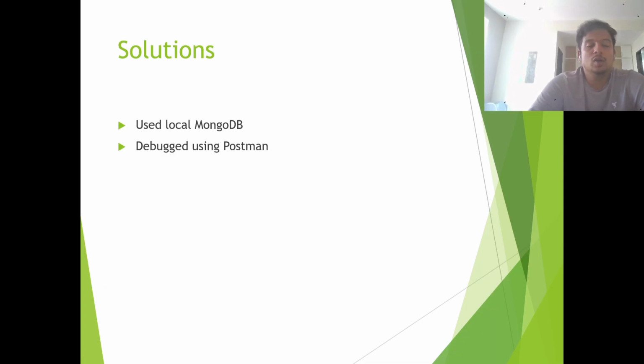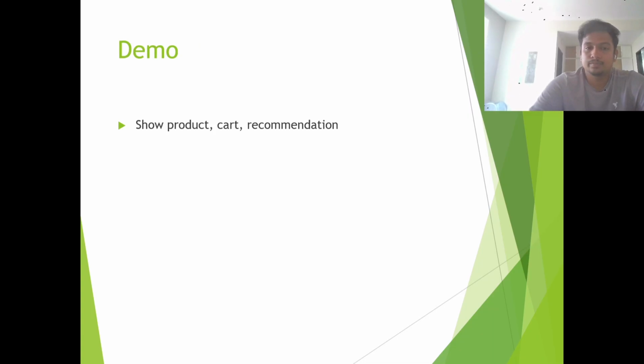If we use MongoDB Cloud, we have to pay some number of dollars per hour, so it will be very costly. So I used MongoDB locally, and Postman is used to push or delete a product from our website. I will show the demo after I explain the slides.